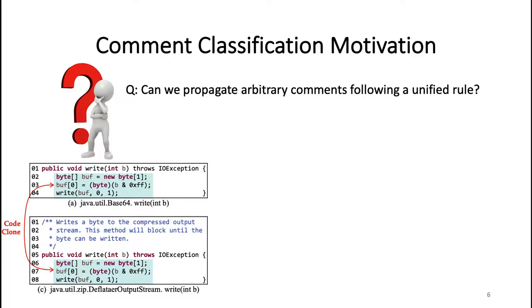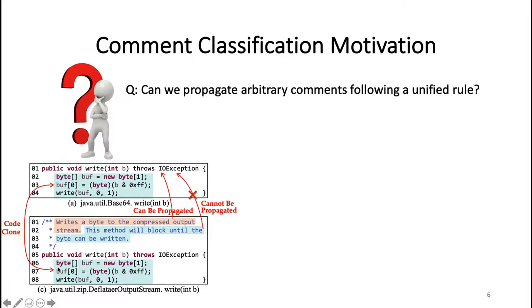The method in C here has two comments. The first one is "write a byte to the compressed output stream." This comment can be propagated to the method in figure A. The other comment is "the method will block until the byte can be written." This one cannot be propagated.